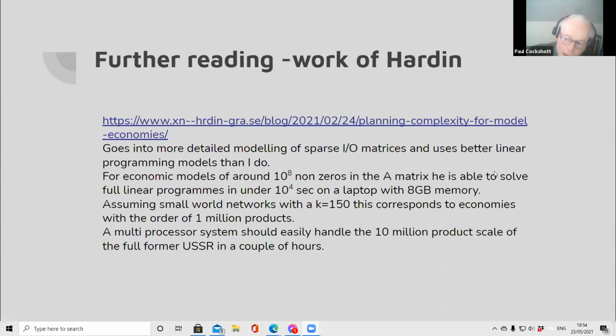There's some very interesting work being done at the moment by a Swedish guy, Hanon, who's doing some tests on this. And he can solve for 10 to the 8 non-zeros in an A matrix in 10,000 seconds, 3 hours, on a laptop. So this indicates that you could easily, on a modern multiprocessor, solve real-time planning for an economy of the full complexity of the USSR in a matter of a few hours. Okay, I think I've just about hit my time limit.